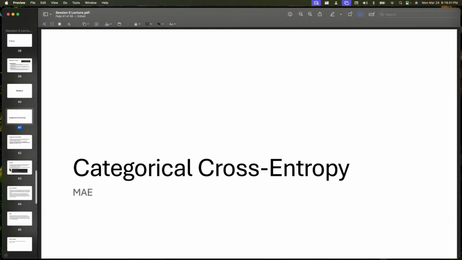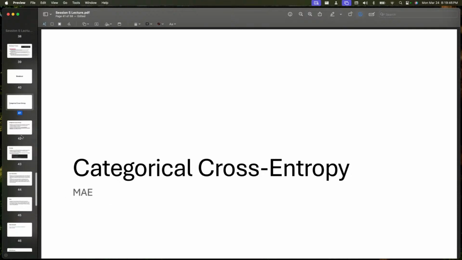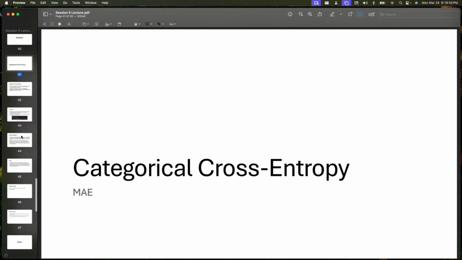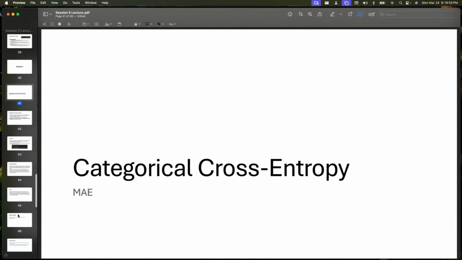Okay. This is not supposed to say mean absolute error. I have a typo there. Categorical cross entropy. This is our, I think we'll call it good after this. So we're going to go, what do we have? 5, 6 more slides.